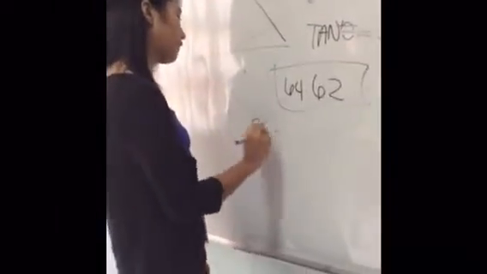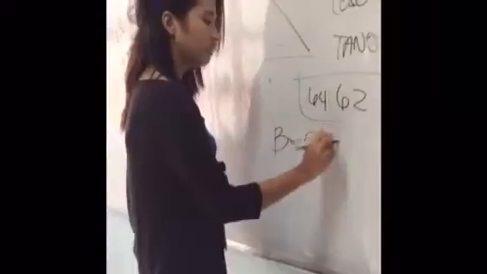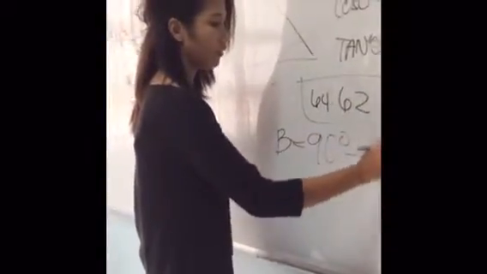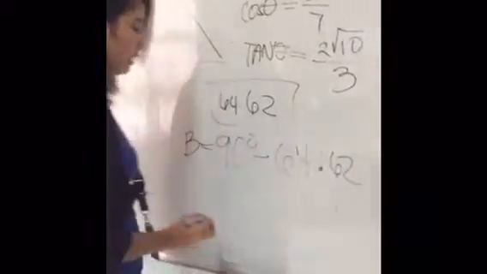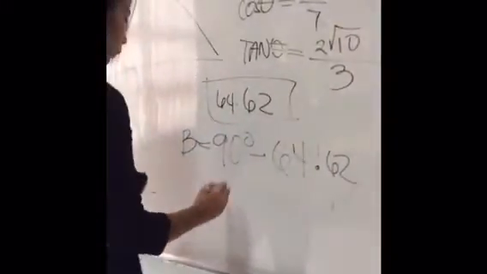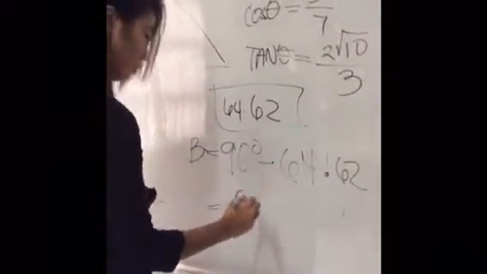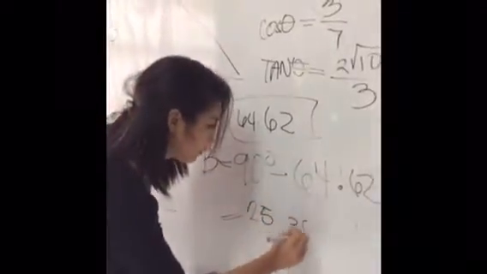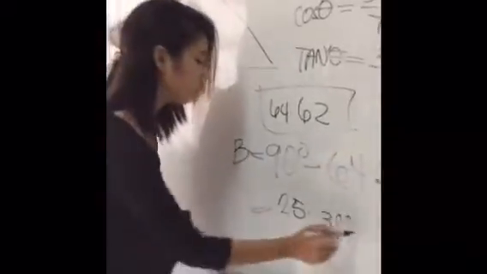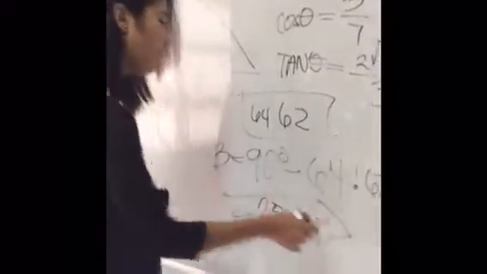Subtract 90 degrees minus 64.62 is equal to 25.38 degrees. That would be the other angle.